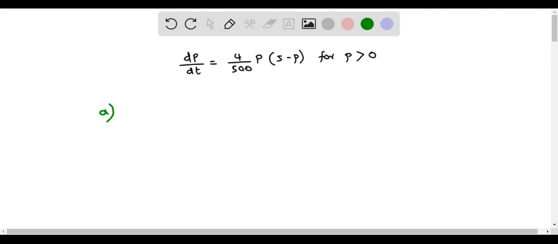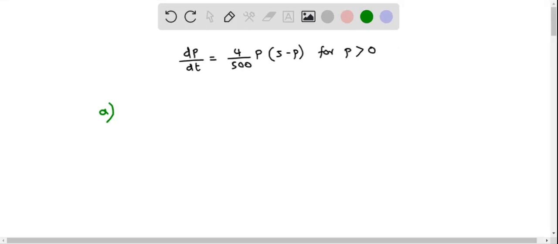In part A, we determine the intervals when the population is increasing using the derivative of the population function. So here we have the derivative of the population function, that is dP/dt equals 4/500 times P times (5 minus P), for P greater than 0.